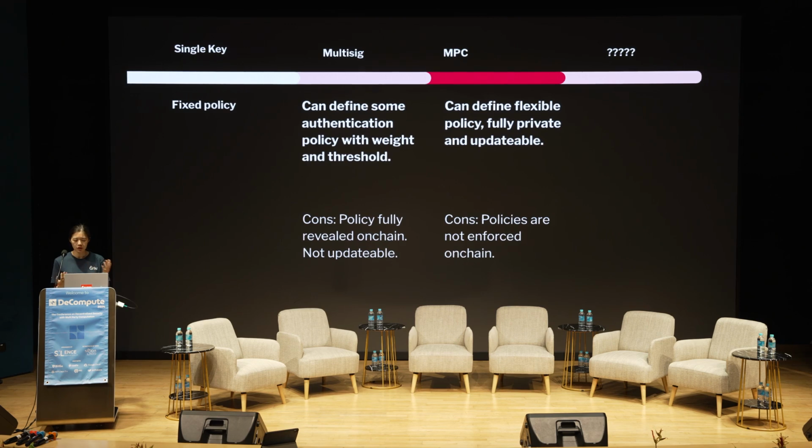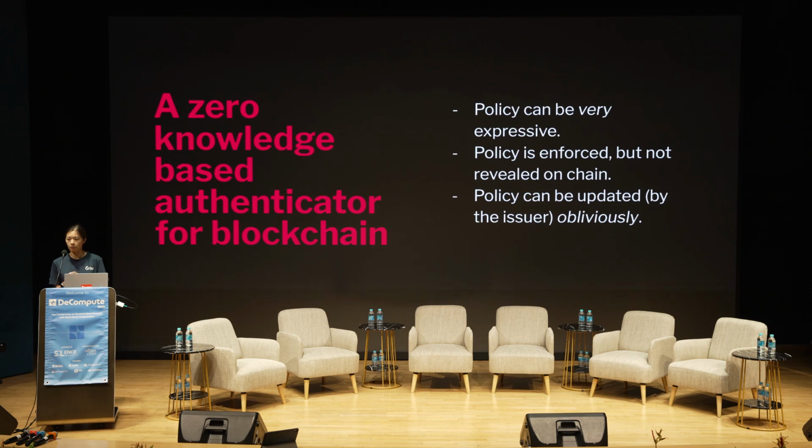So the question that we ask here is, can we do better than this? In particular, we're looking for an authenticator that is very expressive in the policies and doesn't need to be key specific. What I mean by expressive is it could also support wallets such as Google login, for example, or proving your driver's license age is above 21 years old. Secondly, the ideal property here is that we want the policies to be enforced on chain, but not revealed on chain. So the policies themselves are hidden.